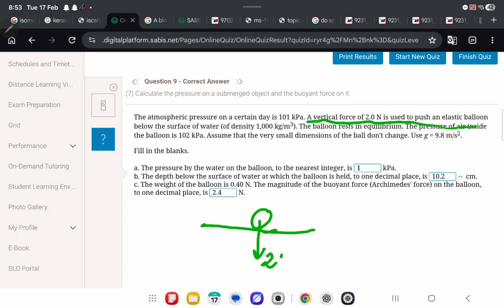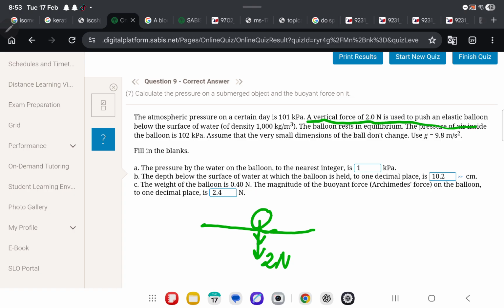And what else do I have? I have its weight, right? I have its weight mg. Now, its weight is, we don't know apparently. Oh, one second. Atmospheric pressure on a certain day is 101 kilopascal. A vertical force of 2 newtons is used to push an elastic balloon below the surface of water to its equilibrium. The pressure is this. Oh no, it's given. 0.40 newtons.